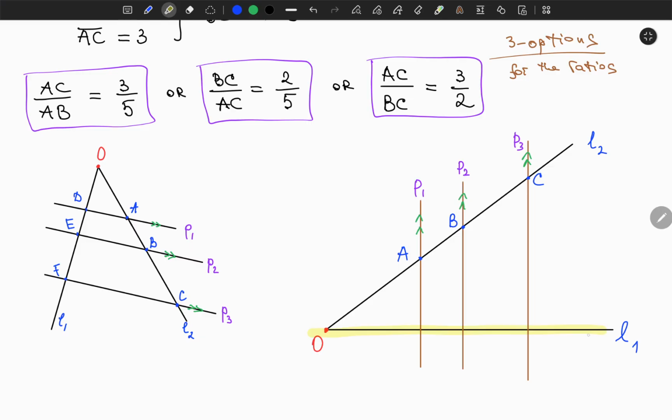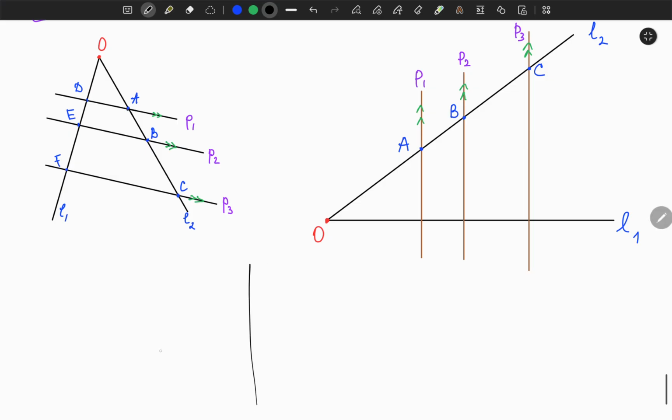Line 1 we're going to consider as an x-axis, like in the Descartes system. In a Descartes system we have two perpendicular lines. We need the reference point, which is going to be 0, 0. That's what is important. So we have the x-axis and perpendicular to that the y-axis. Let it be x-axis, L1, here.